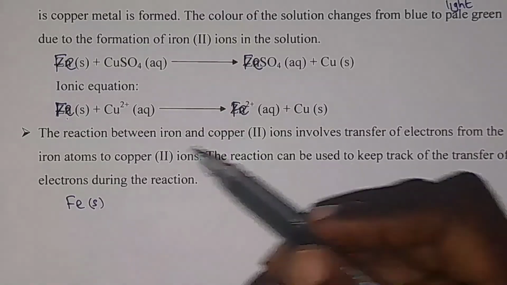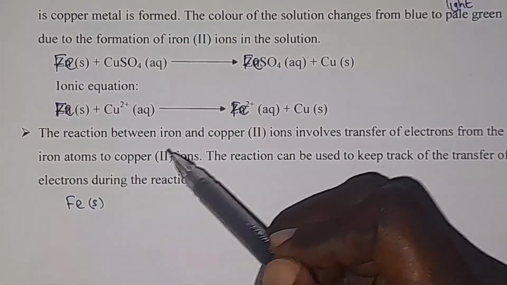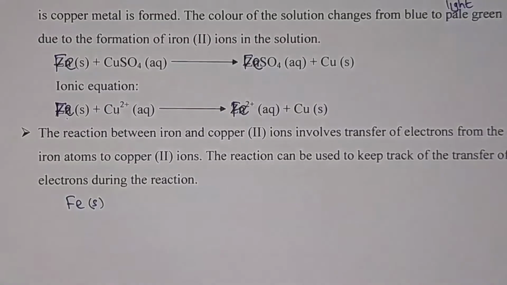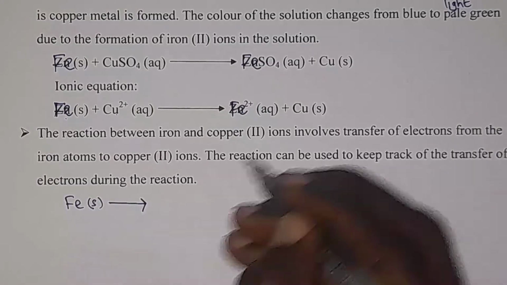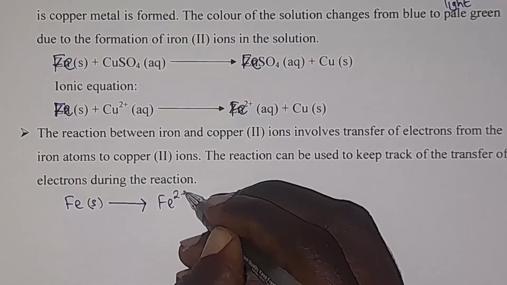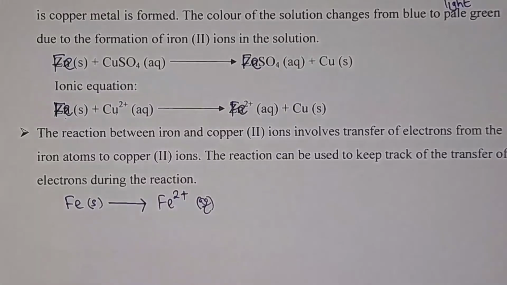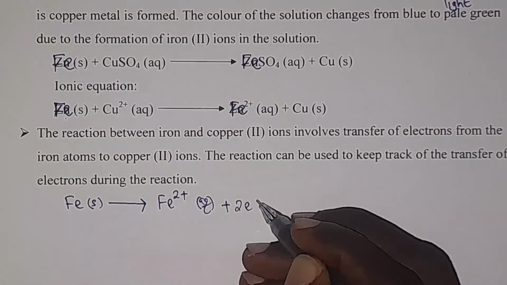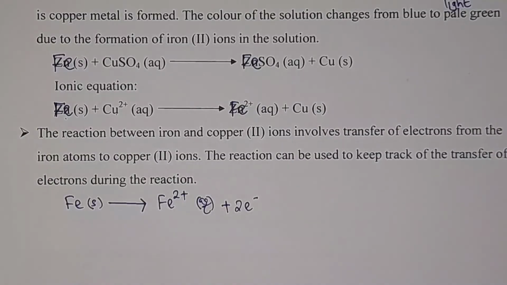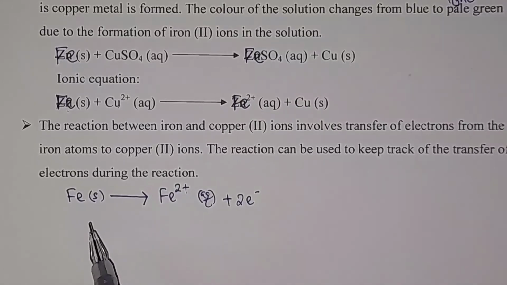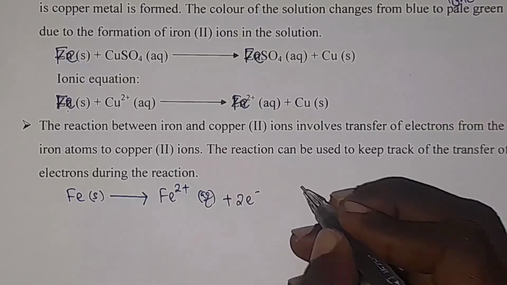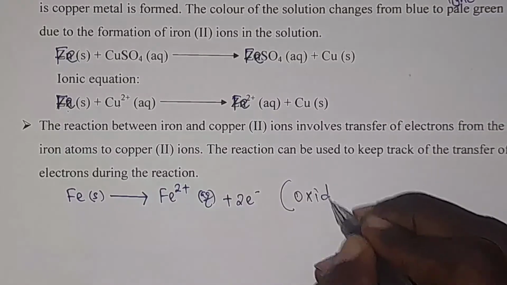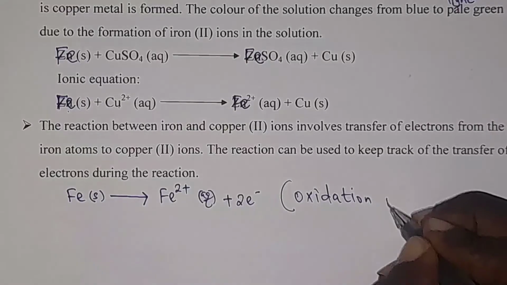Because when an element or a metal loses electrons, the number of electrons becomes lesser compared to the number of protons. So if it loses electrons, we are going to write the arrow, then we write Fe2+ solution, and the electrons lost are written on the product side. Iron is losing 2 electrons to become iron 2 ions. So this is the reaction for the oxidation process.